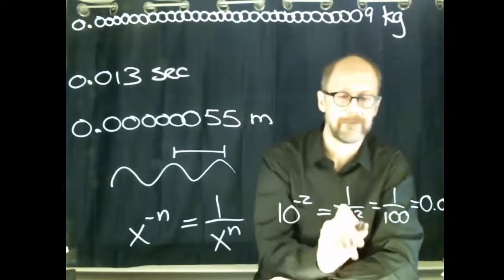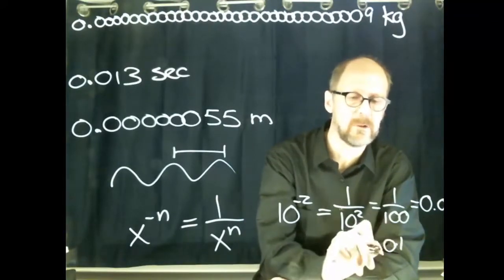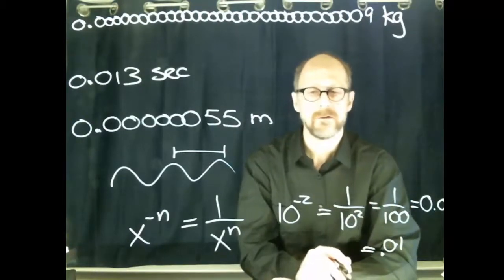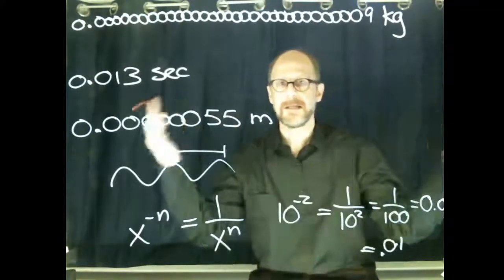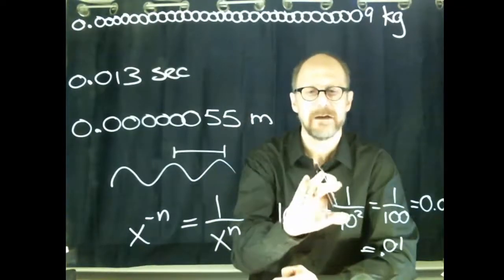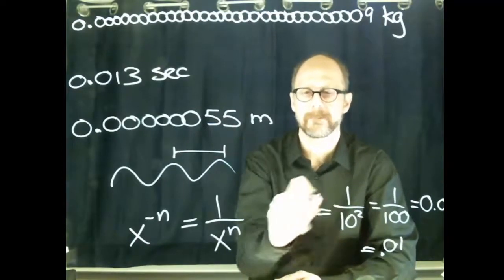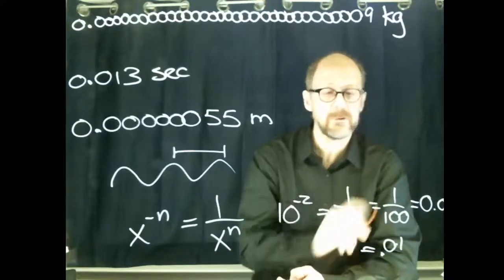And I've run off a little bit here, so let me rewrite that. 0.01. And so that's what a negative exponent means. Instead of making it big, it makes it smaller because it's 1 over, it's the reciprocal of the number. And so 10 to the negative 2 is 0.01.